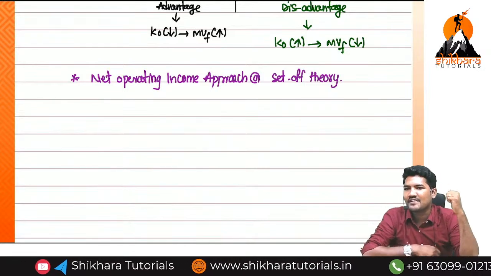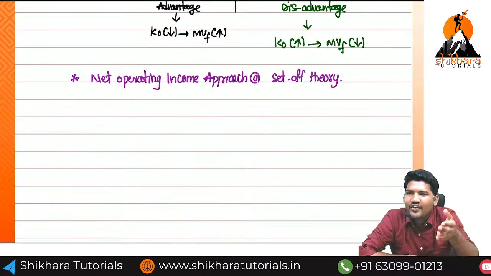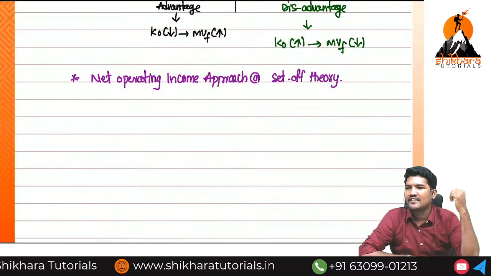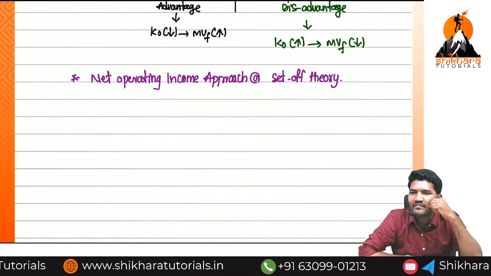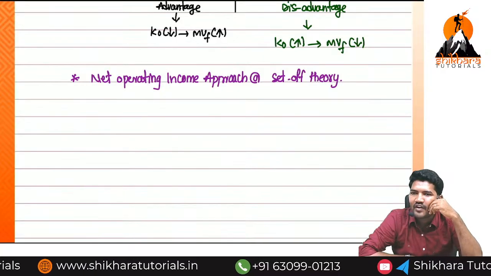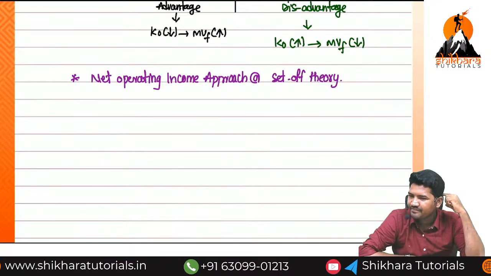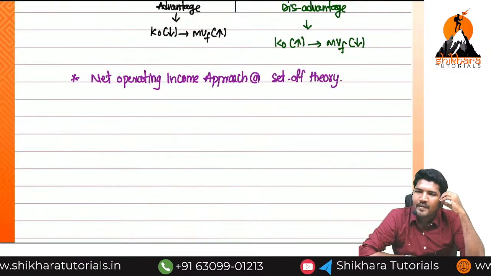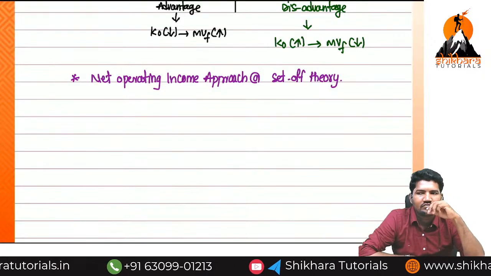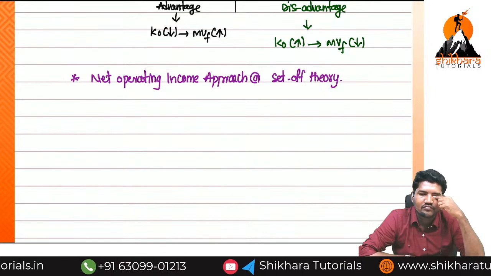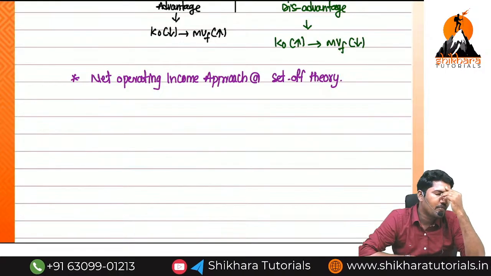What is the irrelevance? No change in market value even though your capital structure changes. That's why this net operating income approach is also known as set-off theory. Guys, clear? Set-off theory. So write down 2 points, sufficient for this. Propounded by David Durant. Net operating income approach or set-off theory propounded by David Durant.